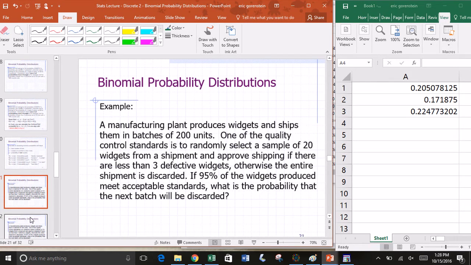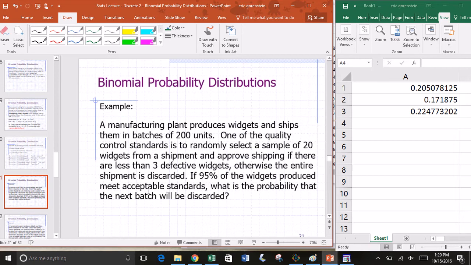Okay, so here's an example. A manufacturing plant produces widgets and ships them in batches of 200. Quality control standards say to select a sample and approve the shipping if there are less than 3 defective widgets. So you get approval if there are no defects or 1 defect or 2 defects. Anything less than 3. So if 95% of widgets produced meet acceptable standards, that means the probability of 1 success is 95%. What's the probability the next batch will be discarded?